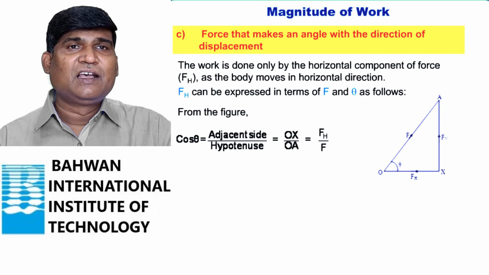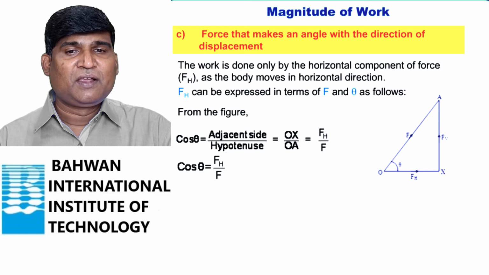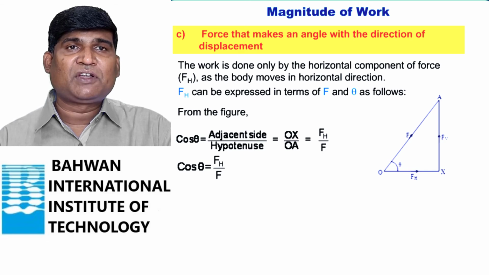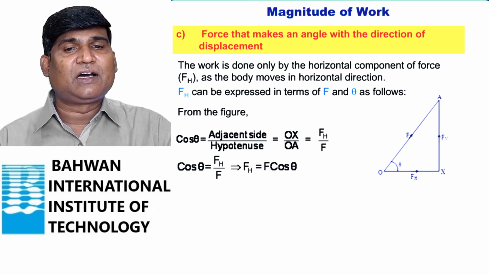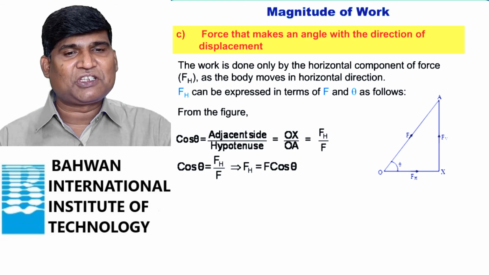So where F is the applied force along OA, FH is the horizontal component that is along OX. From this, what is FH? FH will become F cos theta. So I got the horizontal component of the force, which is along OX, in the direction of displacement, that is F cos theta. Now I can calculate work.